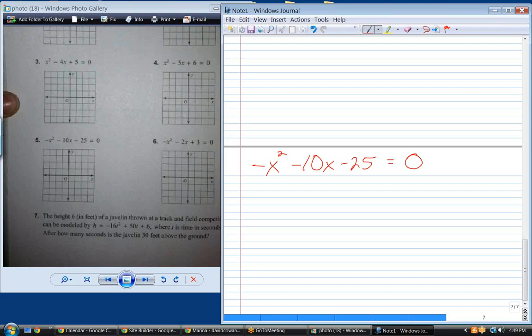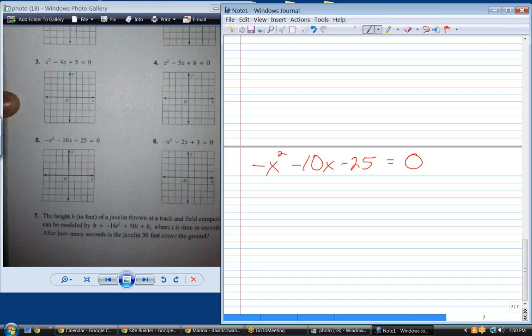This is a quadratic again, so how are we going to solve it? What do you have to do first? Find a common factor. We need to factor it. But what's unusual about this? It's got a negative sign in front of the x squared. That makes it very tough to factor. So let's get rid of the negative sign. How can we do that?